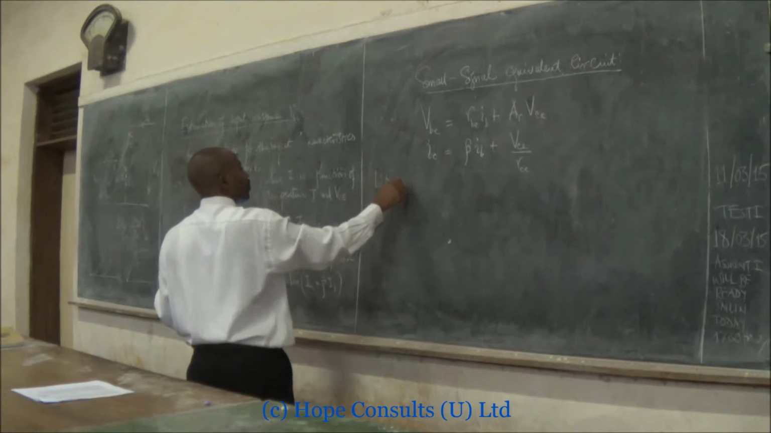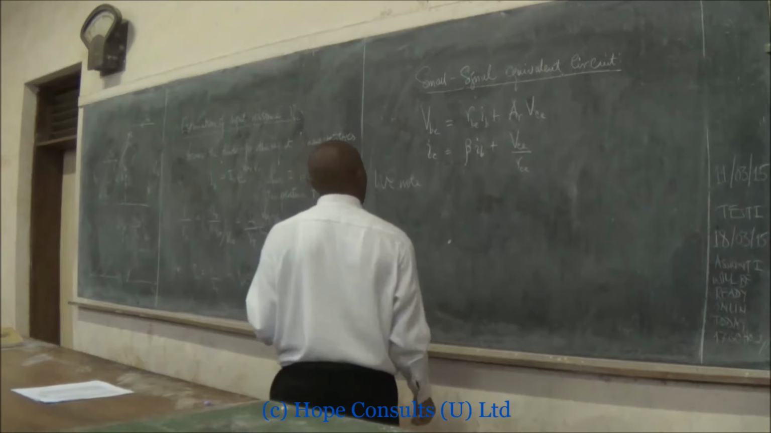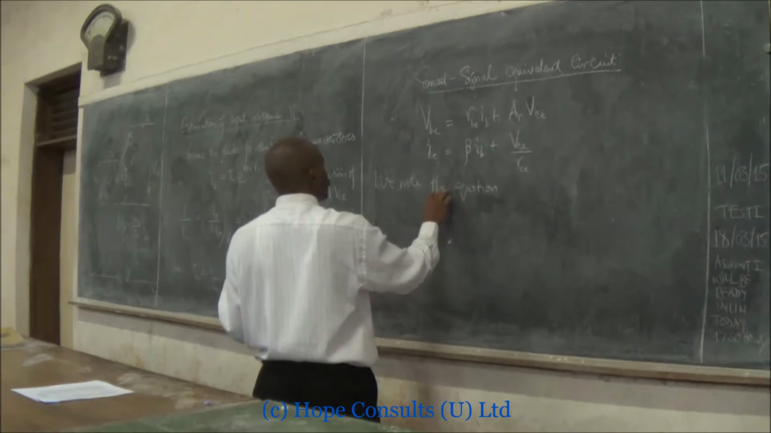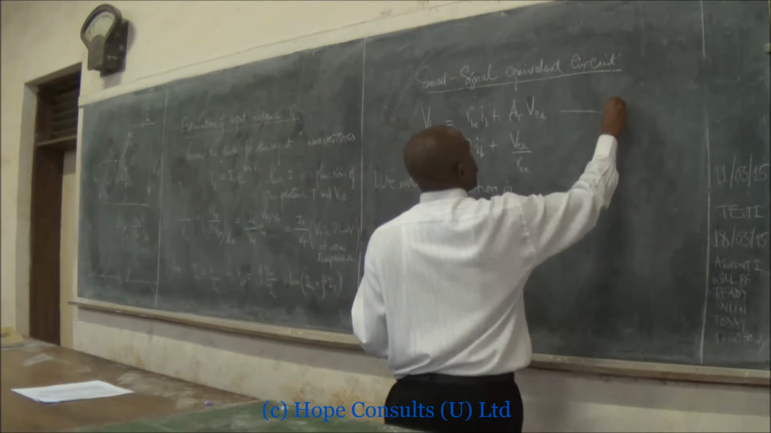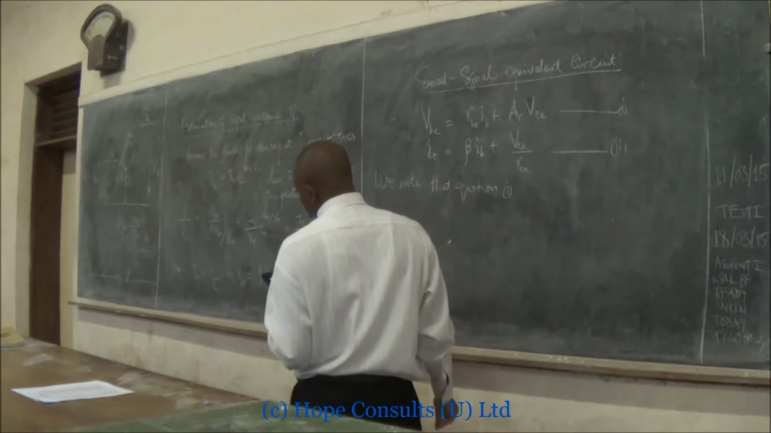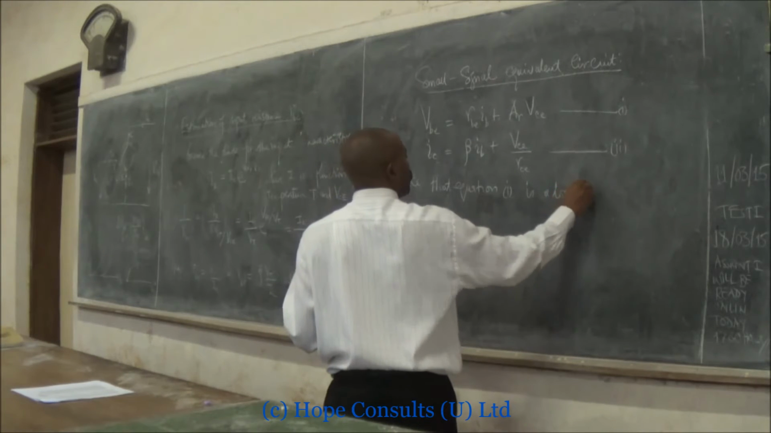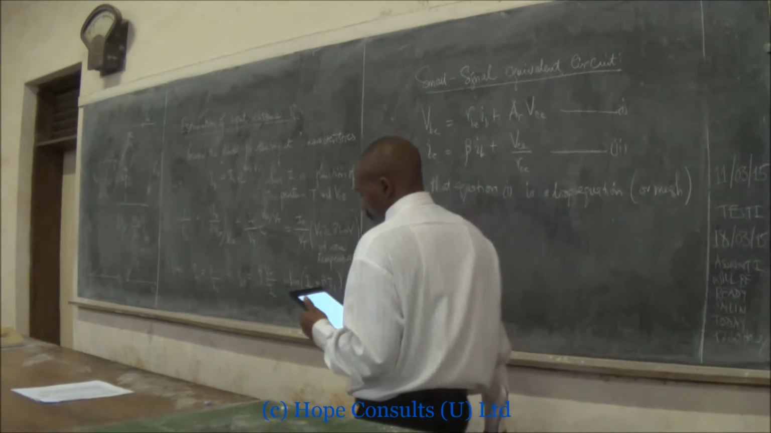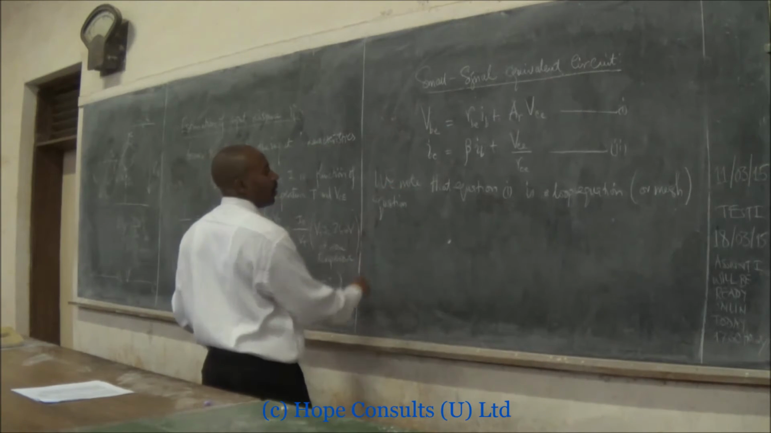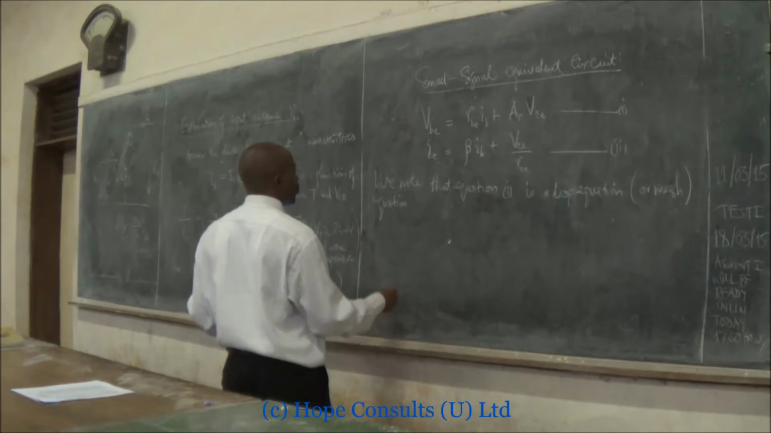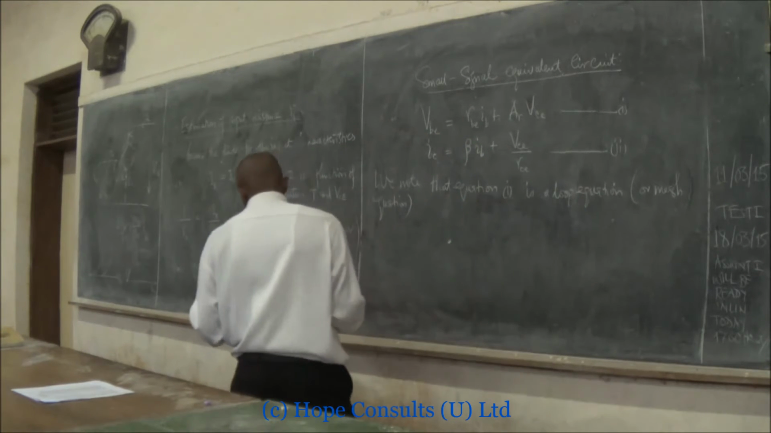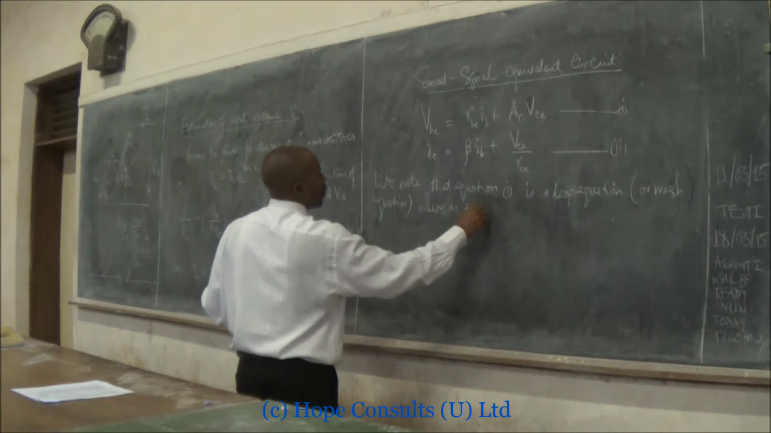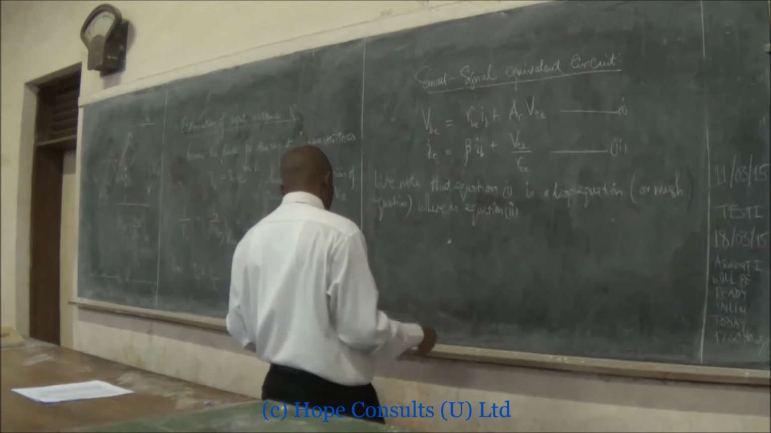From these parameters, in order to be organized, equation 1 is a loop or mesh equation, whereas equation 2 is another equation.